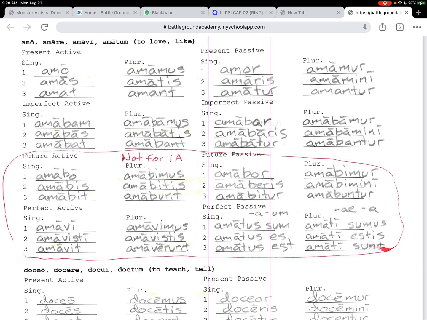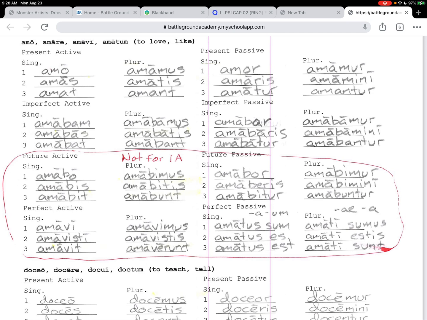So just as an example, let's do an imperfect past tense. Amabar, I was loved. Amabaris, you singular were loved. Amabatur, he, she, or it was loved. Amabamur, we were loved. Amabamini, y'all were loved. Amabantur, they were loved. Okay?